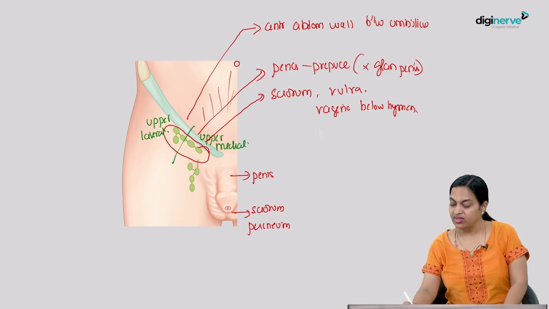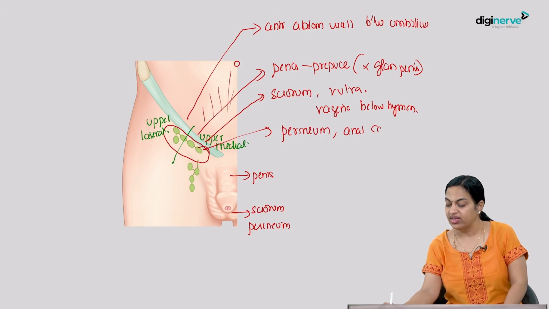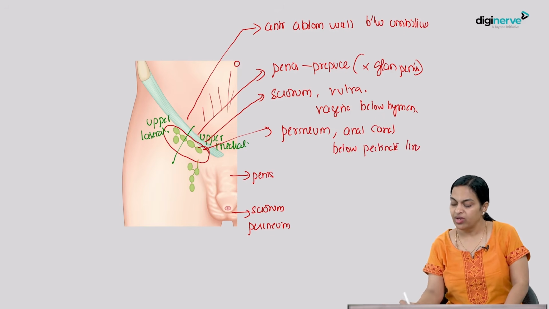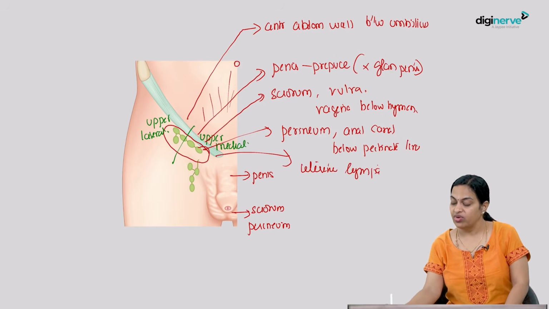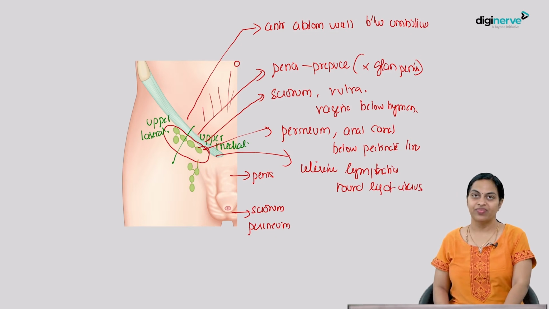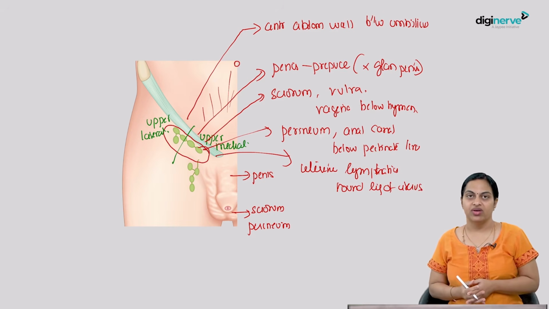The upper medial group also receives lymphatics from the skin of the perineum and the anal canal below the pectinate line, the terminal most part of the urethra, and the uterine lymphatics that accompany the round ligament of the uterus. So the upper medial group is very important.